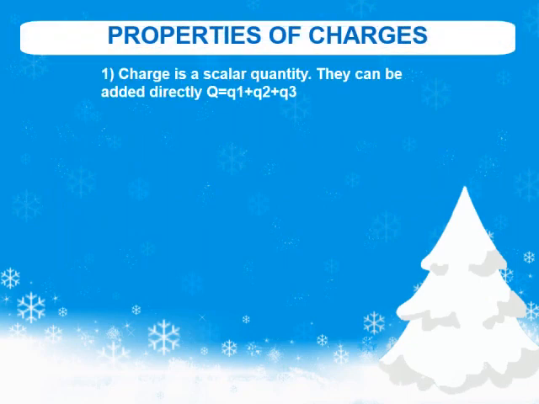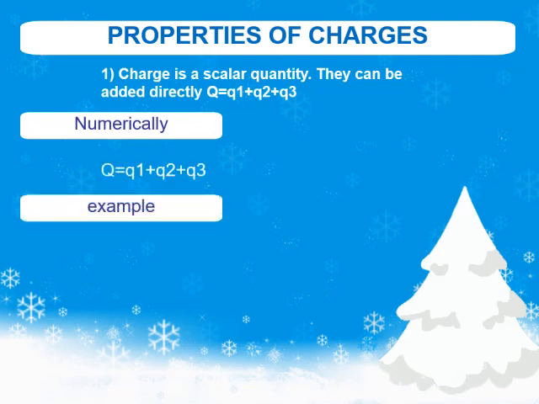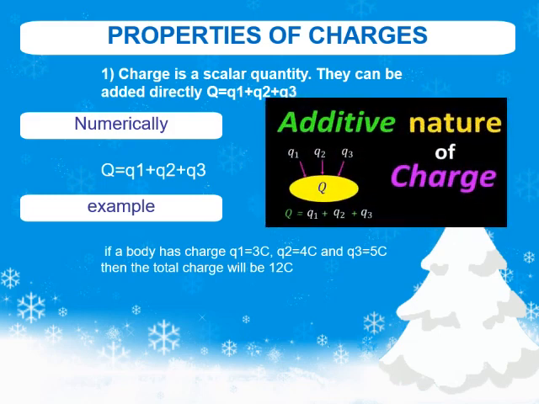Now, what are the properties of charge? Charge is a scalar quantity. They can be added just like numerical values. For example, if a body has charge Q1 3 coulomb, Q2 4 coulomb and Q3 5 coulomb, then the total charge will be the sum of these three charges, that will be equal to 12 coulomb. So charge is additive in nature.